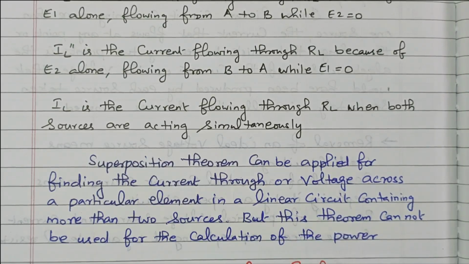So in this video we discussed the statement of the superposition theorem, and also we verified it with an example problem. Right. So the total current is nothing but the sum of the current due to source 1 and source 2.